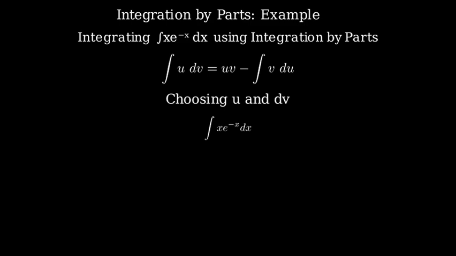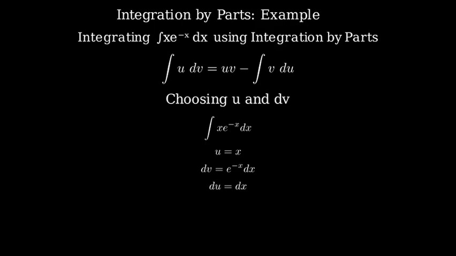In our case, x is an algebraic function, and e to the minus x is an exponential function. Algebraic comes before exponential in LIATE, so we'll choose x to be our u. That means dv will be everything that's left, which is e to the negative x dx. Let's write those down.